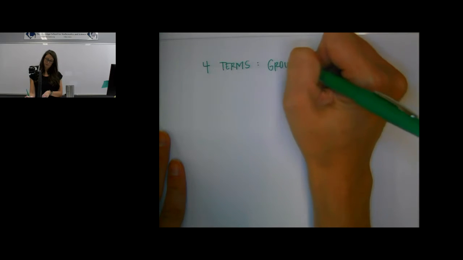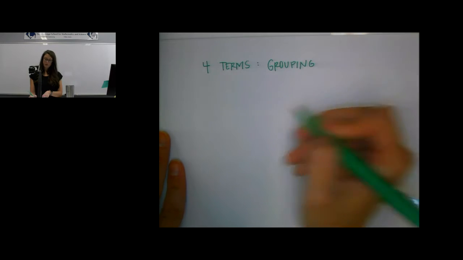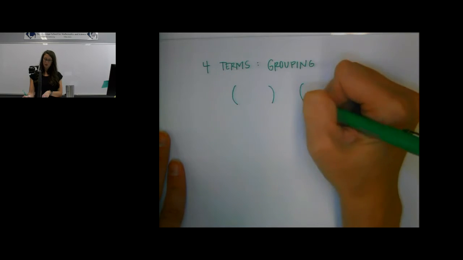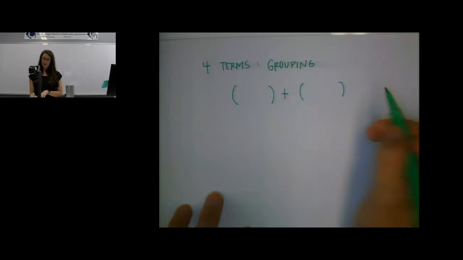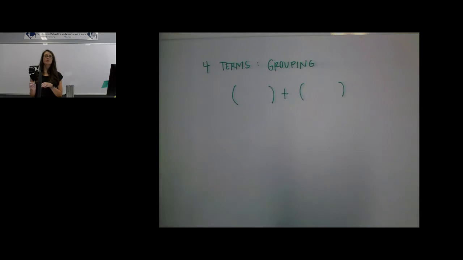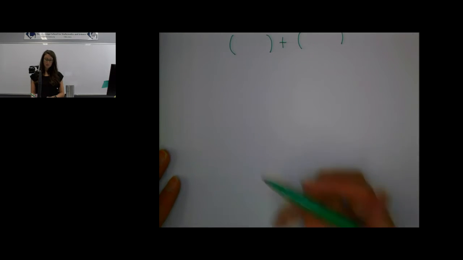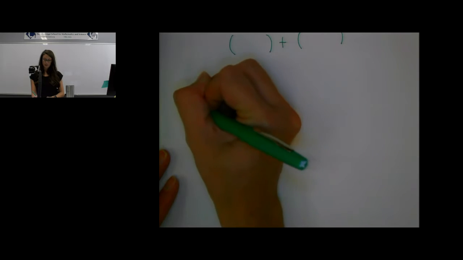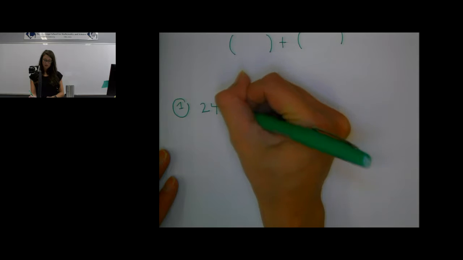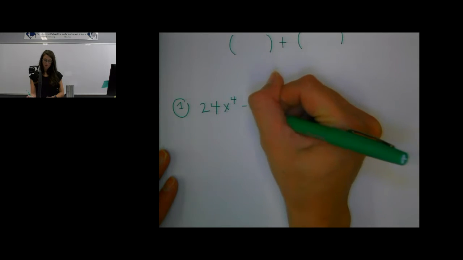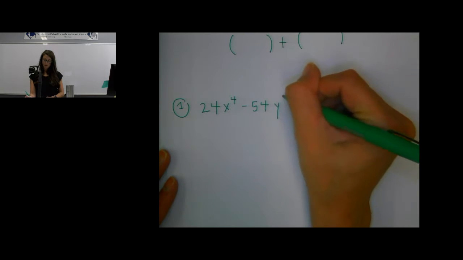So that means you would group your first 2 terms, group your second two terms and factor. And then what's inside the parentheses should be identical. Alright, so I'm going to just put some problems up there and I just want you to factor as best as you can. So if I had 24x to the fourth minus 54y cubed.